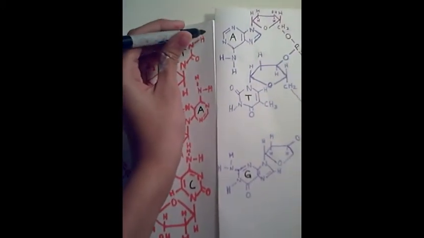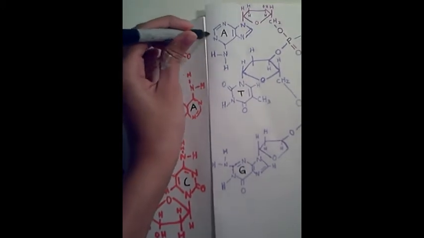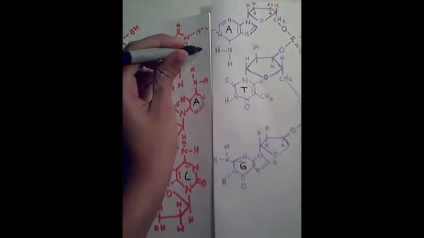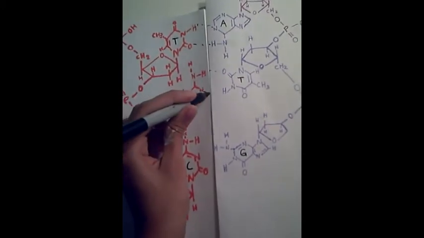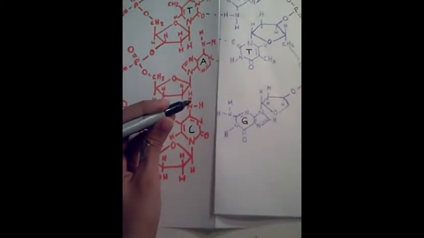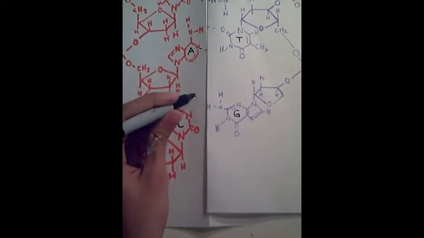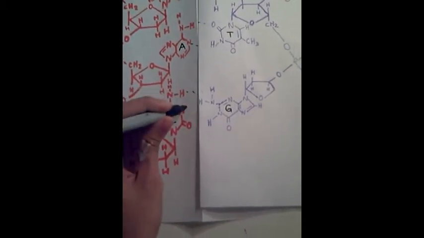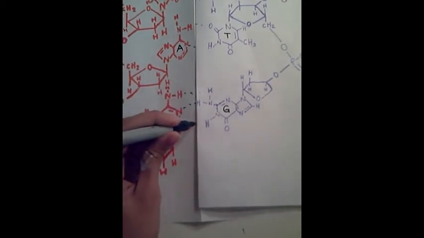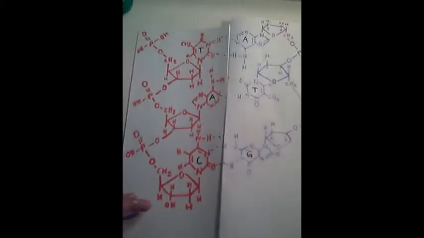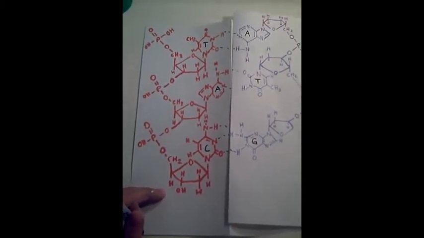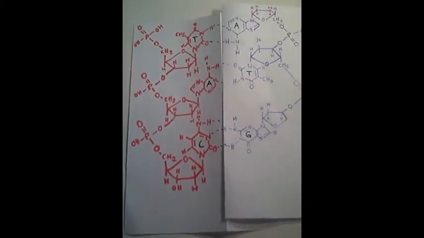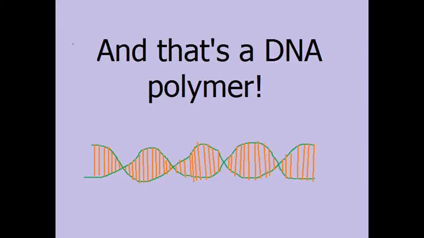A attaches to T with a double hydrogen bond. G attaches to C with a triple hydrogen bond. And of course, A stands for adenine, T stands for thymine, G stands for guanine, and C stands for cytosine. And that's a DNA polymer.